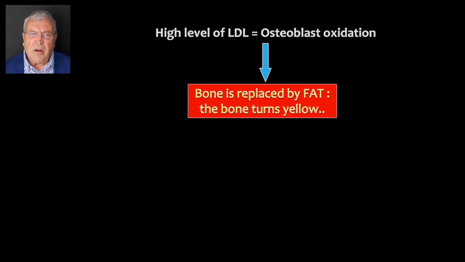When we have a high level of LDL, the osteoblasts are oxidized and then they don't work. But we know where they're coming from. They're coming from the mesenchymal stem cells. And when the osteoblasts are not working well, most of the stem cells are going to produce adipocytes, fat. And then in this situation, the bone is replaced by fat and becomes yellowish in color. Sometimes when you raise the flap, you see that the bone is yellow, but you don't understand why.